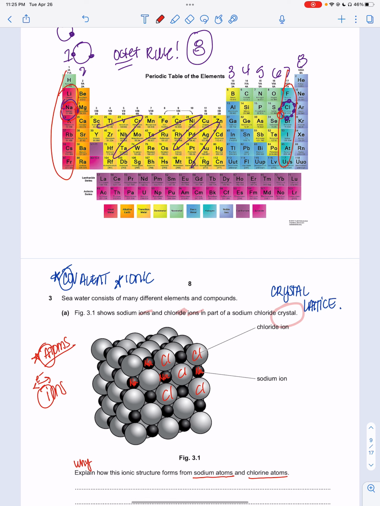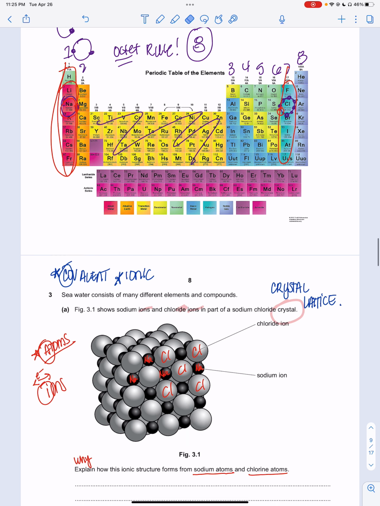Because group 1 is going to be giving their electron to group 7, meaning now the next orbital for this group 1 here, their electron shell will be full, and so will those in group 7. They'll be able to have that one extra that they need.